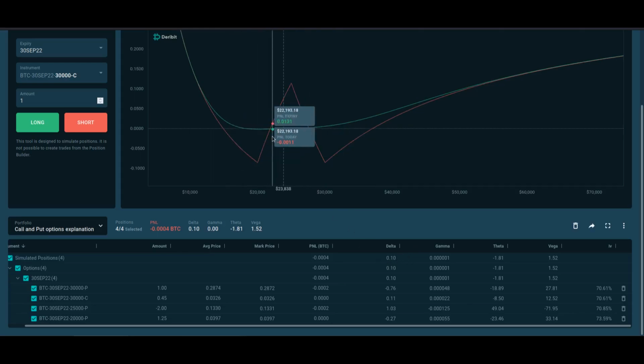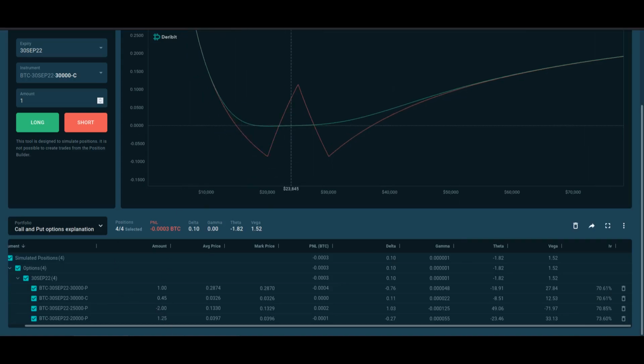As you can see, we have an almost delta neutral strategy, so it doesn't matter in which direction the price goes. We can get some benefits if volatility changes, but it's not a good example because volatility is almost the same across all assets.